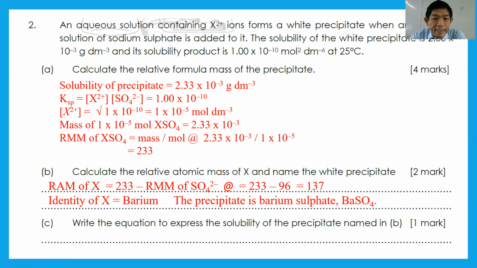Okay, and then C, write the equation to express the solubility of the precipitate named in B1. So you have BaSO4 give Ba2+ + SO4 2-. In this case, state of matter is important. You have to write out the state of matter for this.